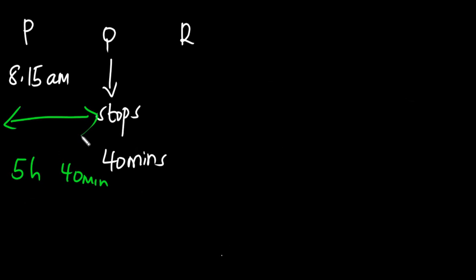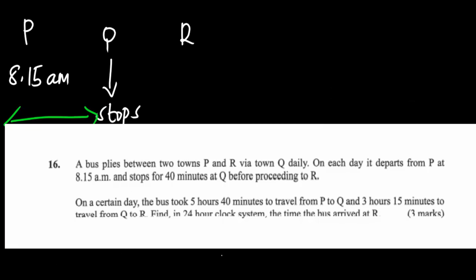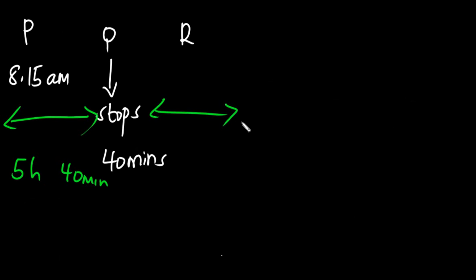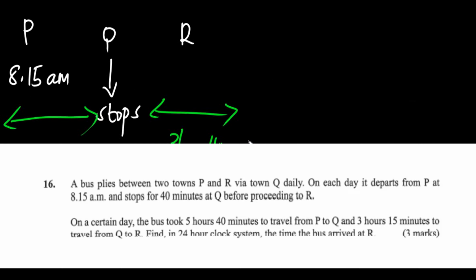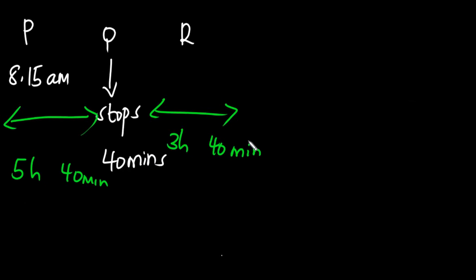And 3 hours and 15 minutes to travel from Q to R. So from Q to R, it took 3 hours and 40 minutes. Okay, so the question is, find in 24-hour clock system the time the bus arrived at R. So I believe we have tried to visualize that question.